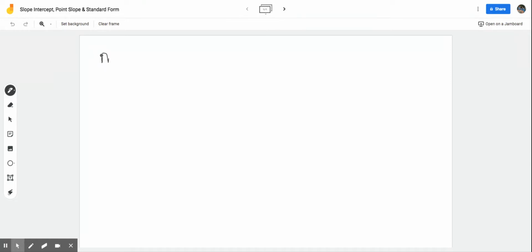So let's say that I'm given my slope of 2 and then my point of (1, 5). Since I'm given slope and a point, it makes most sense to put this into point-slope form. So I would say y minus my y value of 5 is equal to my slope, 2, times x minus my x value of 1. Okay, so now I have point-slope form.